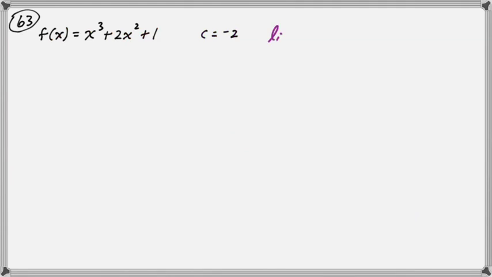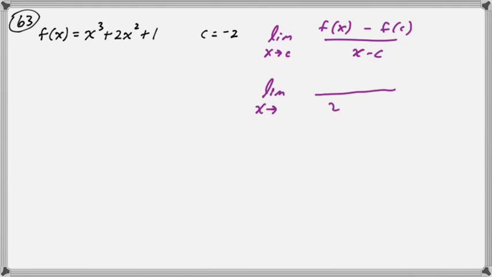Here is the alternate form of the derivative. They want us to do the limit as x approaches c of f of x minus f of c all over x minus c. So this is the limit as x approaches c. I have to fill in what is c. Negative 2. Do you agree with that? What was my original function that was given? x to the third plus 2x squared plus 1, right?